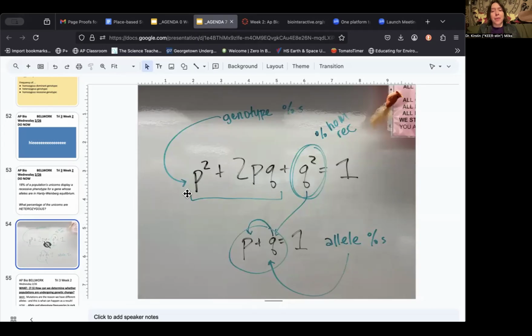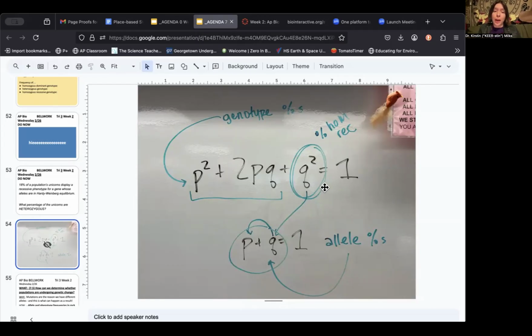Just a reminder that these two together, in a simple dominance and recessive situation, give you the percentage that has that dominant phenotype. And this is the one that gives you that recessive phenotype. It's the percentage of homozygous recessive. All of these are genotype percentages. These are the ones that are allele percentages. So I've drawn a little picture here to help you think about it.